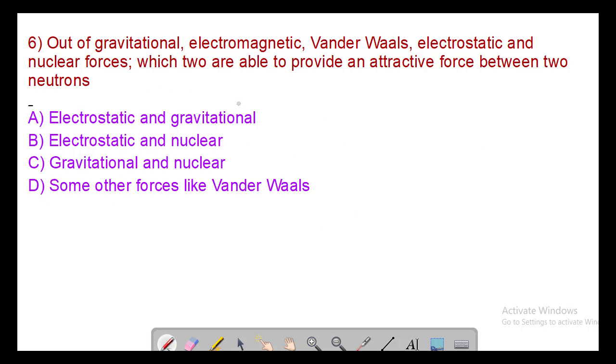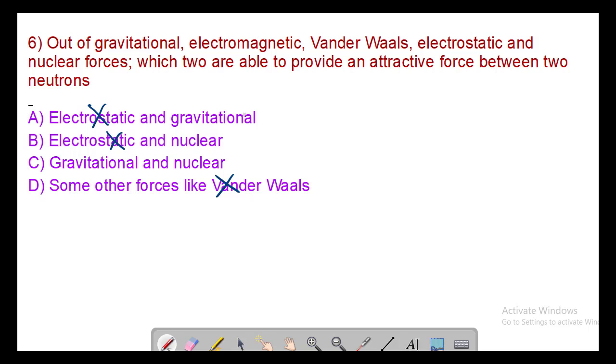Next is question number 6. Out of gravitational, electromagnetic, van der Waals, electrostatic and nuclear forces, which two are able to provide an attractive force between two neutrons? Now these are the options given to us. There are four fundamental forces in nature. Electrostatic force is attractive as well as repulsive. Then the van der Waals force is also attractive and repulsive, so these options go.